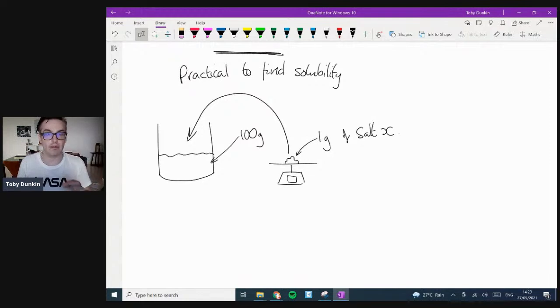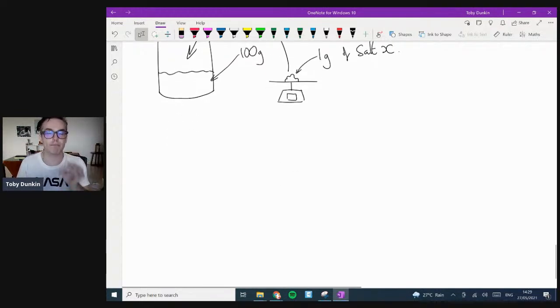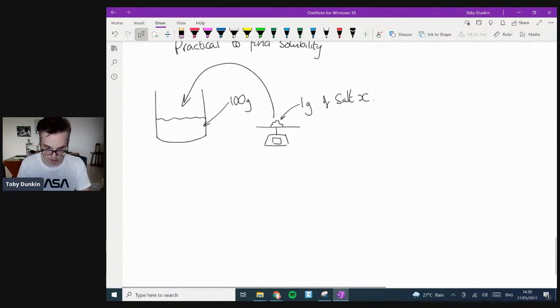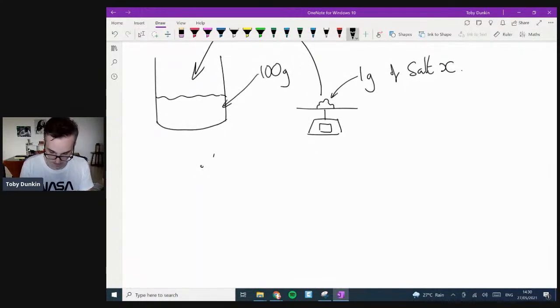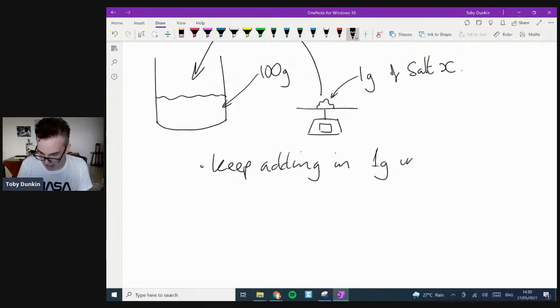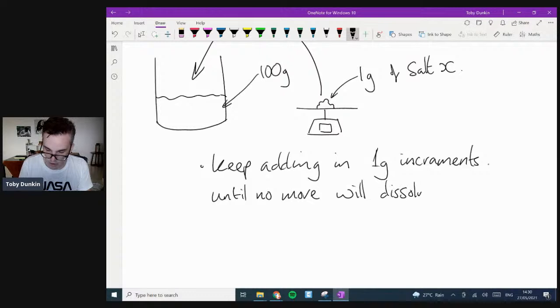You keep going until it stops dissolving. You keep adding in 1 gram increments until no more will dissolve. Now let's say it took 3 grams to dissolve. No more will dissolve.